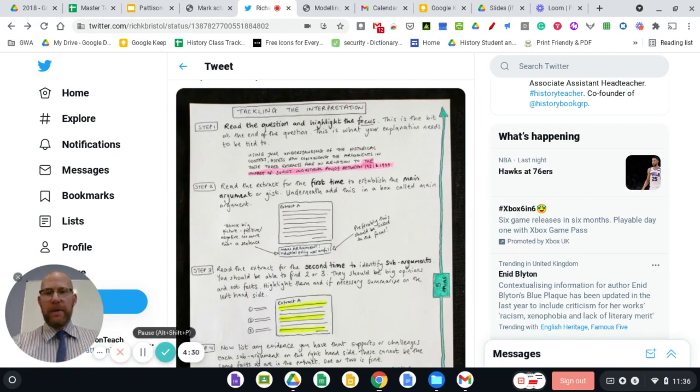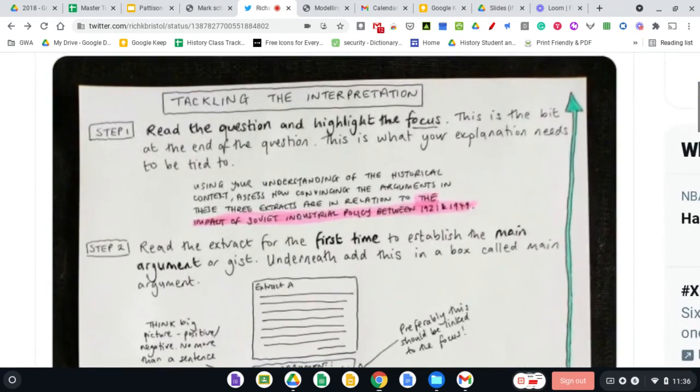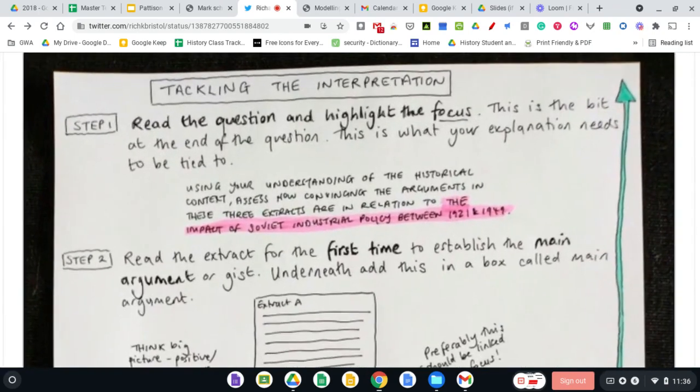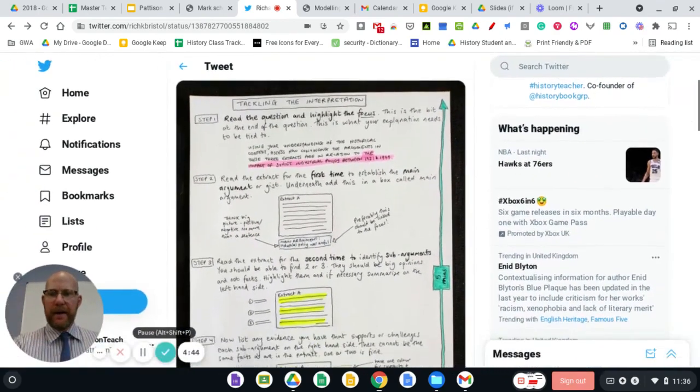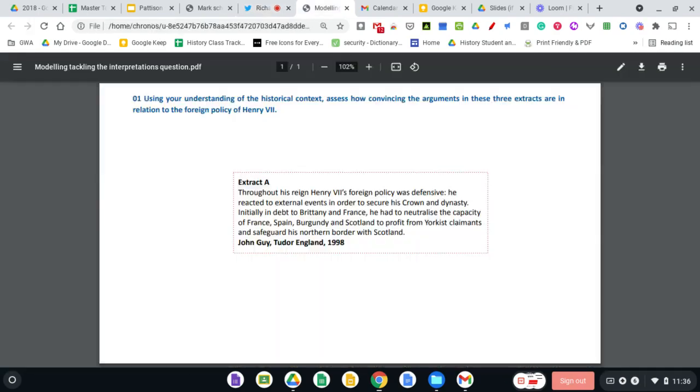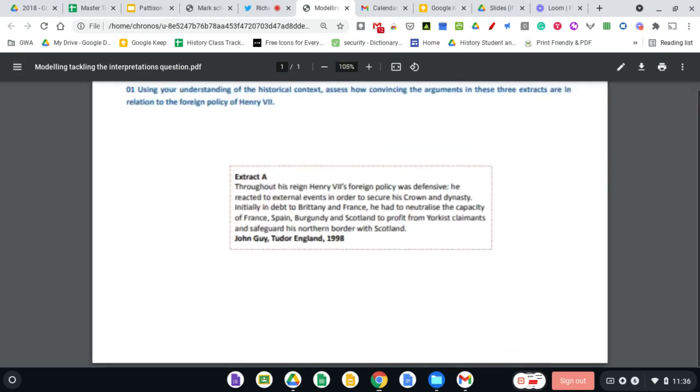So let's look at step one. So it's quite simply read the question and highlight the focus. This is the bit at the end of the question. This is what your explanation needs to be tied to. Okay, so let's familiarise ourselves with the extract that I say we, you're not actually here, but that we are going to have a look at.